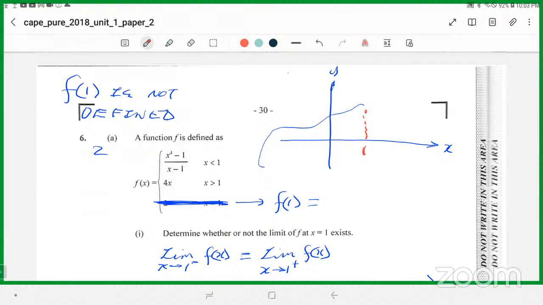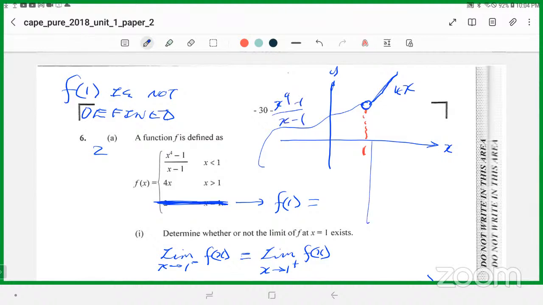When you reach there, the function changes and becomes 4x, which is just a straight line graph going up like so. Right at the point where x equals 1, you have a hole in the graph, because there's no value for x equals 1, and the function is discontinuous. So this part over here would have been 4x, and this part over here would have been x to the 4th minus 1 over x minus 1.